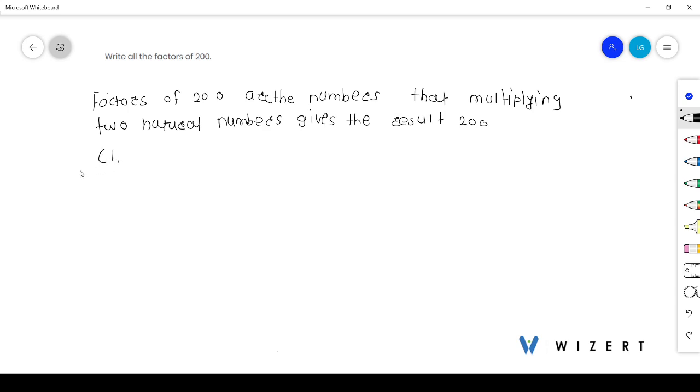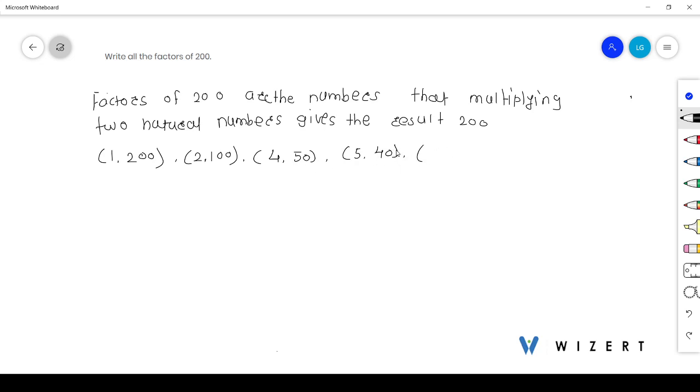So, 1 into 200, we will get 200. Similarly, 2 into 100, it is 200. Then, by divisibility test of 3, 200 is not divisible by 3. So, the next number is 4. As it is divisible by 2, so it is divisible by 4 too. So, 200 divided by 4, it is 50. Then, 200 divided by 5, it is 40.